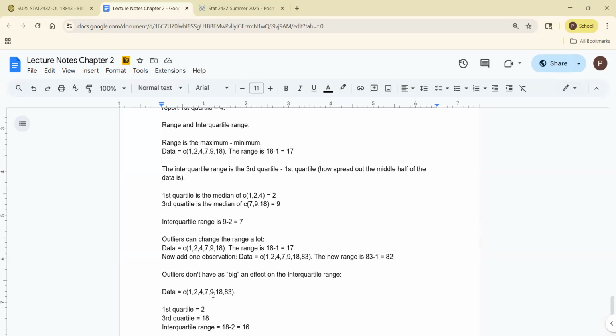And if we had a bigger data set, like if we had 100 observations all in this range, and then we added 83, our new range would get really big, but our interquartile range wouldn't change at all.